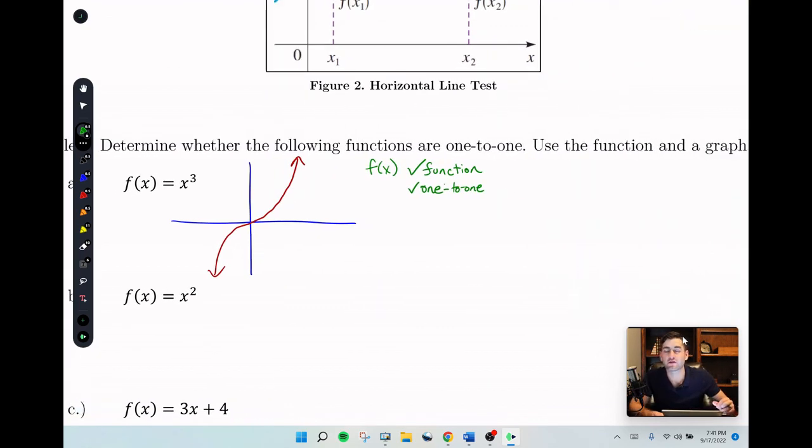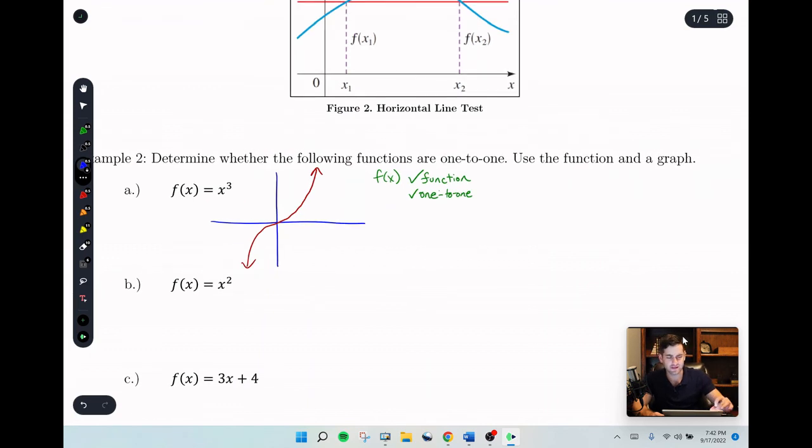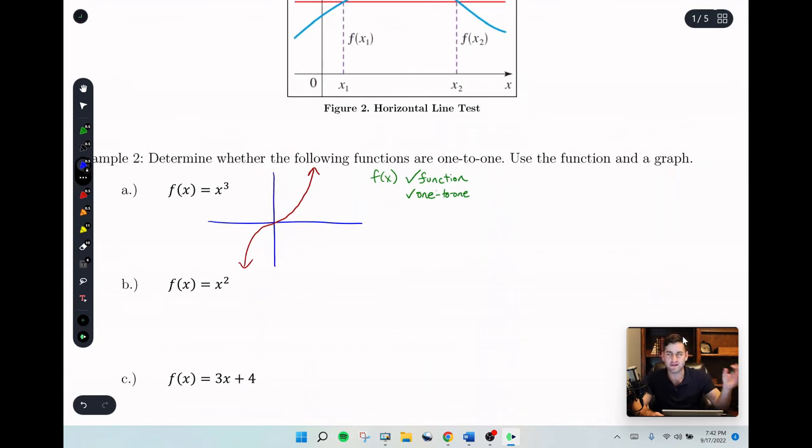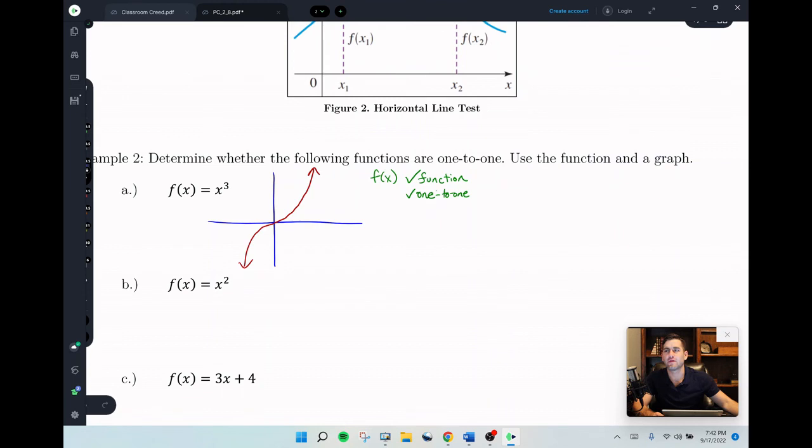That's using the graph, the parent function graph that we know. And we learned last week that you can apply transformations to functions. So if you had a non-parent function, you could apply those transformations and see what you think about the graph. And then it says, okay, let's use the function and the definition to determine whether or not it's one-to-one.